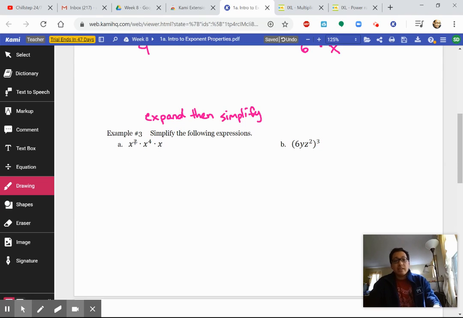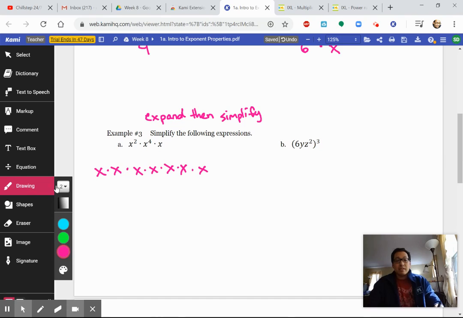Okay? So let's see. X to the power of 2 means x times x, right? And then we've got another times here. So times x to the power of 4. That's x times x times x times x, 4 times, right? Oh, and then times another x. By the way, real quick, what is this power? There's actually a power here, right? This final x is x to the power of what? It's not 0. It's actually 1, right? We added 1 x at the end. If there's no exponent there, you can think of it as a power of 1.